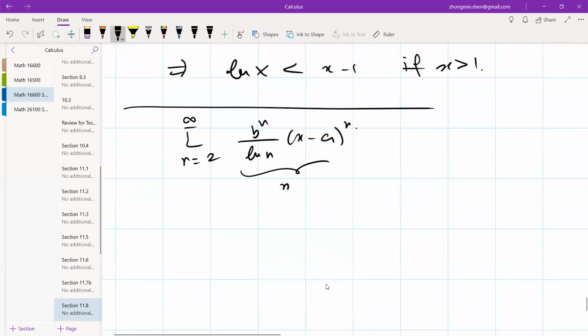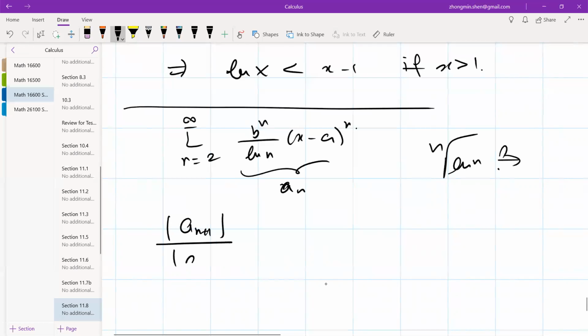This is a_n, right? You have to use the ratio test, okay? Not the root test, because the nth root of natural log n, we don't know. So this one, we really don't know. So I cannot use that.